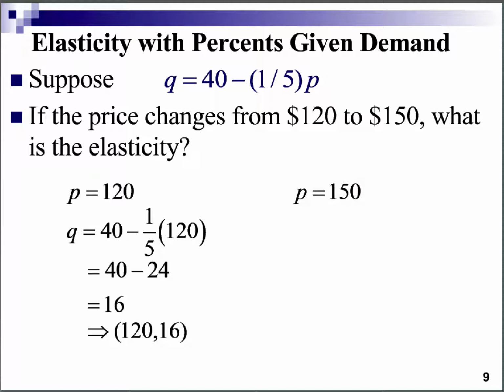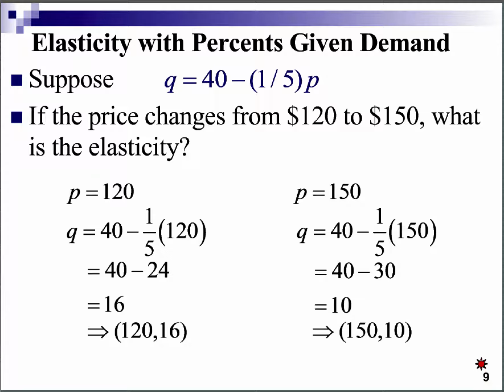We can also do the same thing for the price of $150 per item. We substitute that into the demand function. So 40 minus 1/5 of 150 is 40 minus 30, or 10. So at a price of $150 each, we expect to sell 10 of those items at that price. Again, that gives us a point on the demand curve, 150, 10. So there we have it, our two points, our two values of Q and our two values of P. And as long as we have those, we can do some percent calculations. So let's do that on the next slide.